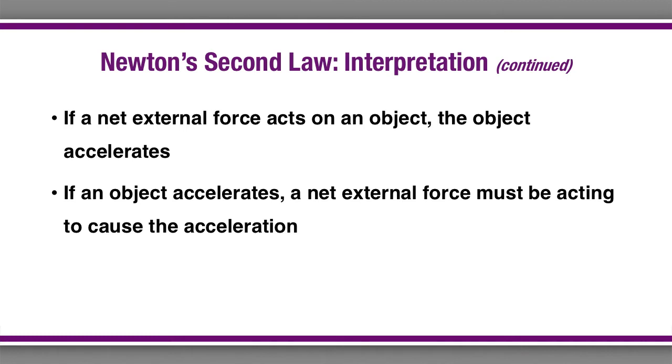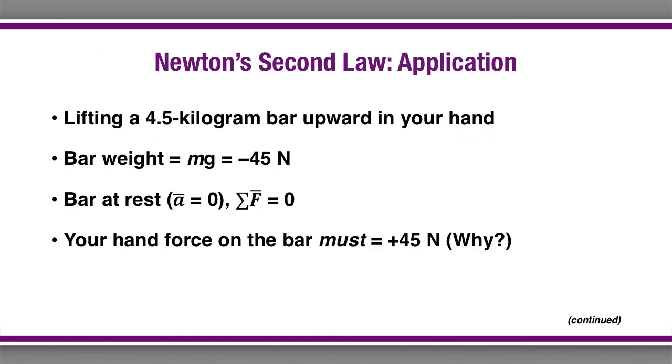To continue this interpretation, we know that if a net external force acts on an object, then the object will accelerate in one direction or another. Rephrasing that, we know that if an object is accelerating in a positive or negative direction, there must be a net external force acting on the object to cause the acceleration. So our net external force is not equal to 0. It does have some type of magnitude in one direction, positive or negative, to cause a change in acceleration.